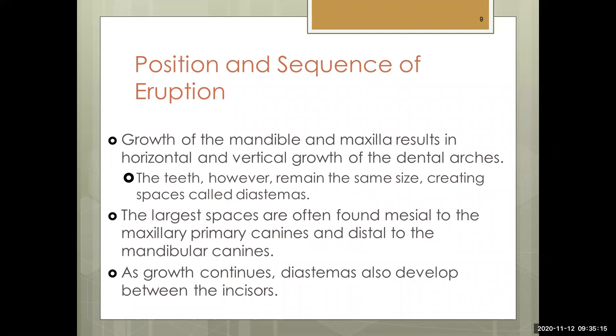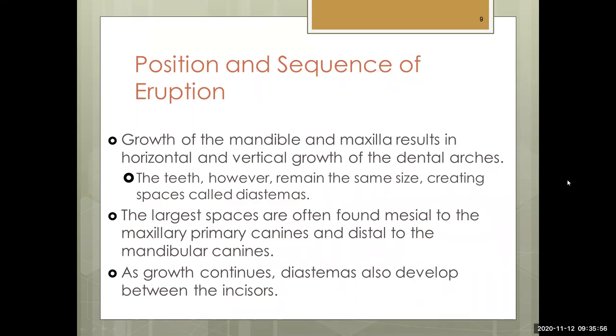So there's going to be spaces in between those deciduous teeth, between the baby teeth. The largest spaces are often found mesial to the maxillary primary canines and distal to the mandibular canines. So those largest spaces are around the canines. And then as growth continues, the diastemas, or spaces, also develop between the incisors. Now, a true diastema is a space between the central incisors.